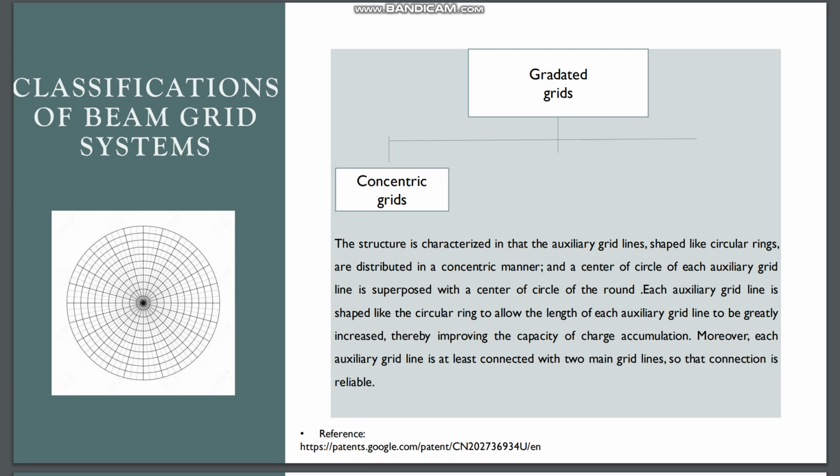Concentric grids. The structure is characterized in that the auxiliary grid lines shaped like circular rings are distributed in a concentric manner, and the center of each auxiliary grid line is superposed with the center of the round. Each auxiliary grid line is shaped like a circular ring to allow the length of each auxiliary grid line to be greatly increased, thereby improving the capacity of charge accumulation. Moreover, each auxiliary grid line is at least connected with two main grid lines, so that the connection is reliable.